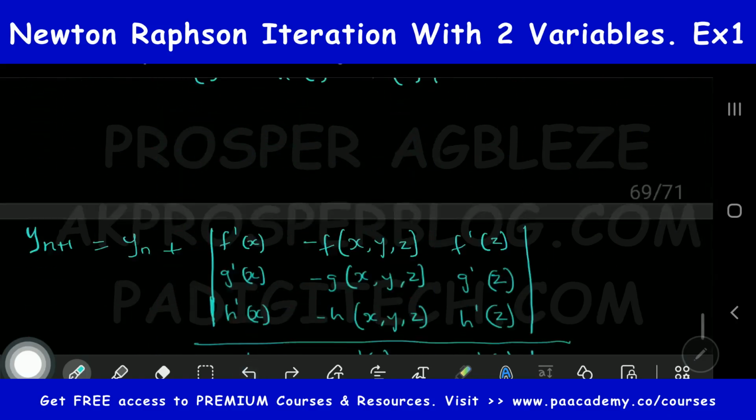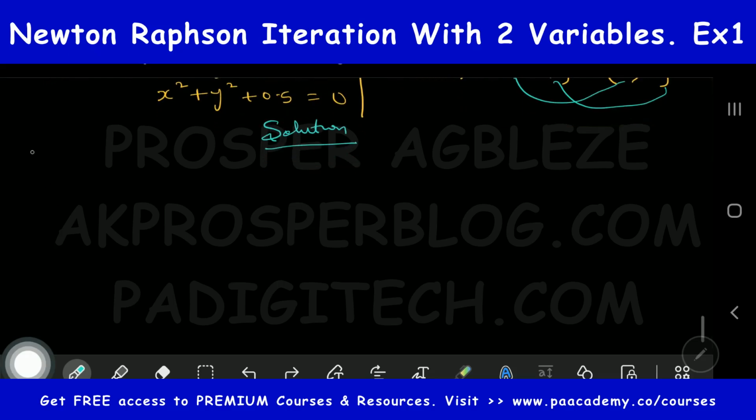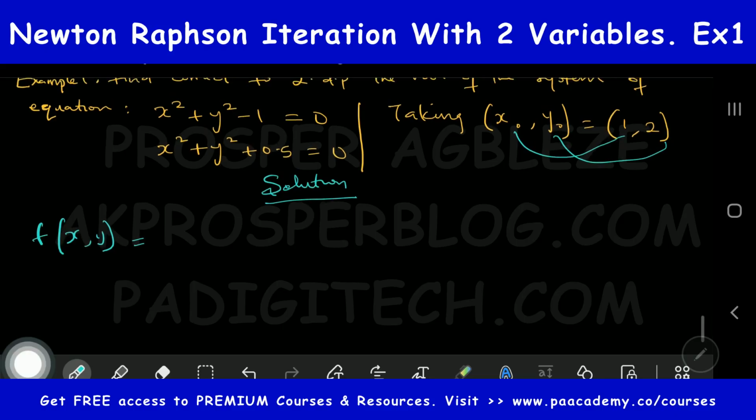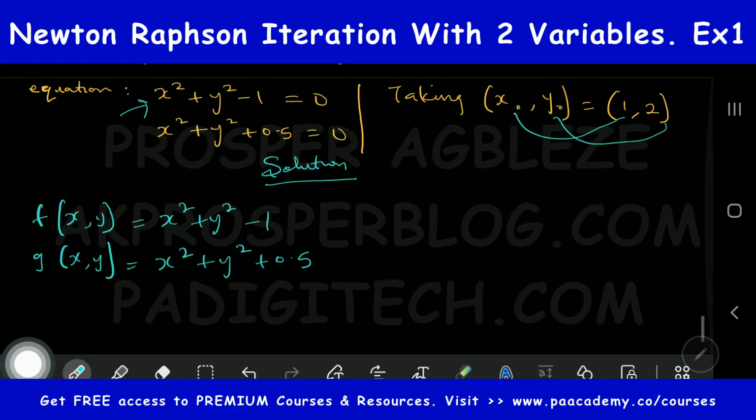To start with, we have f of x and y. Our f of x, y is our first equation right here, which is x squared plus y squared minus 1. We also have our g of x, y, which will be our second equation, which is x squared plus y squared plus 0.5. You don't need to add the equals sign again.